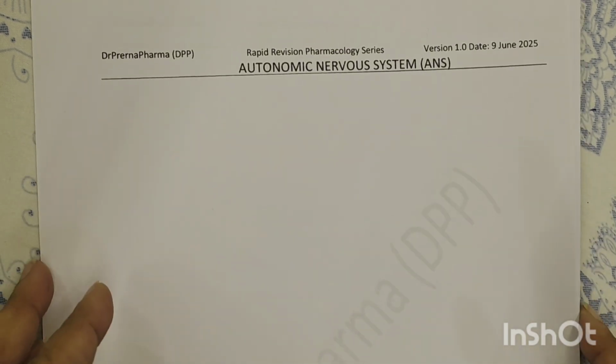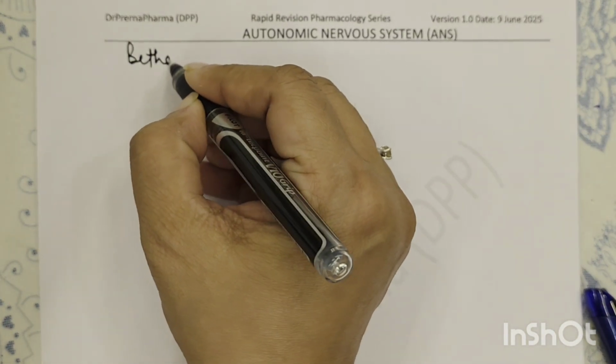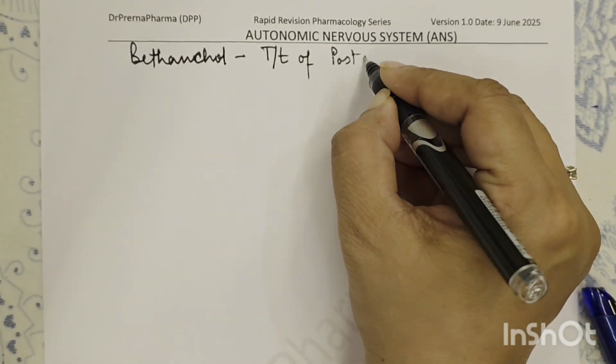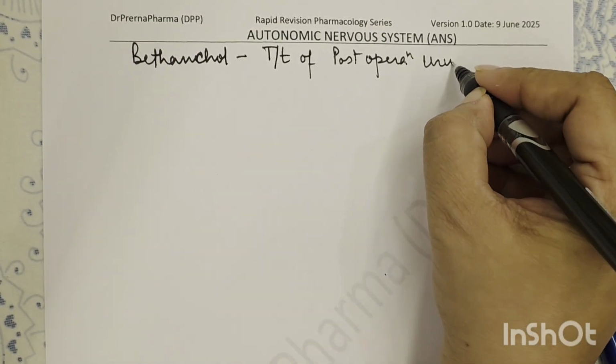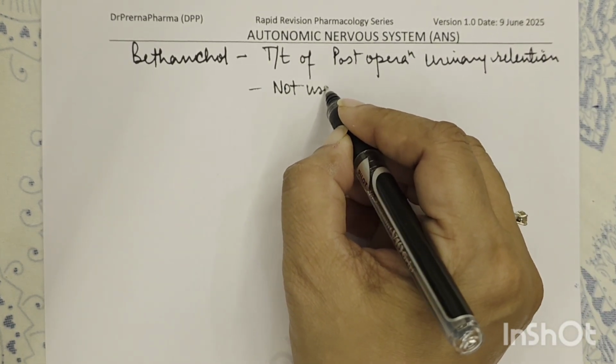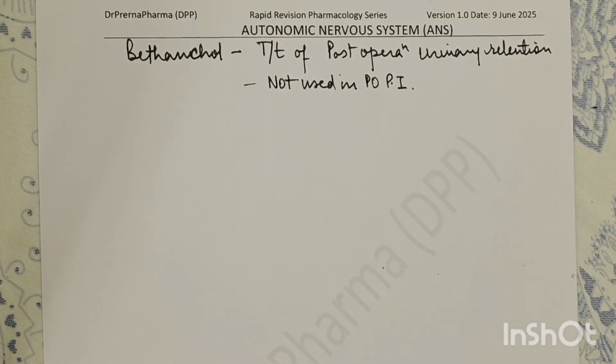तो आगे अपन बढ़ते हैं इसमें. तो एक दूसरी ड्रग है methanacol, right? Methanacol is used in the treatment of post-operative urinary retention only. It is not used in post-operative paralytic ileus. ठीक है, इसमें नहीं यूज होती है. It is only used in urinary retention.